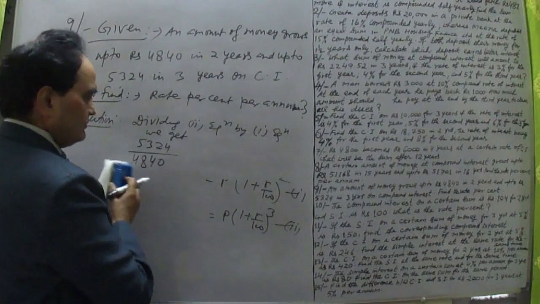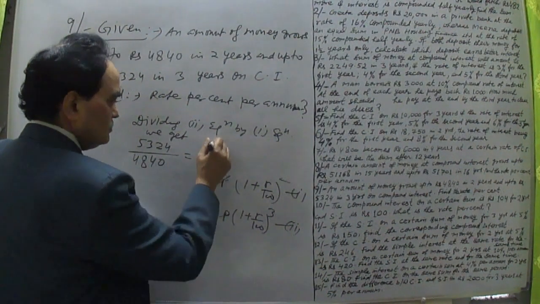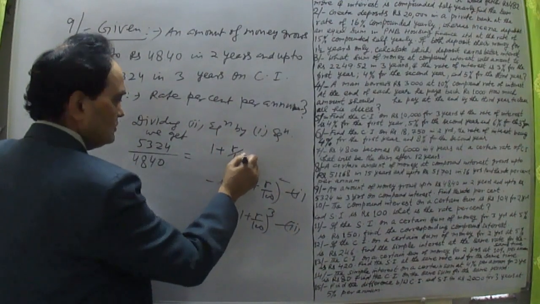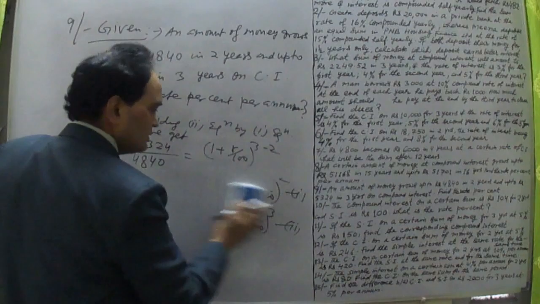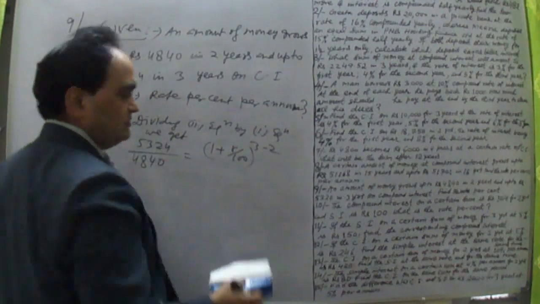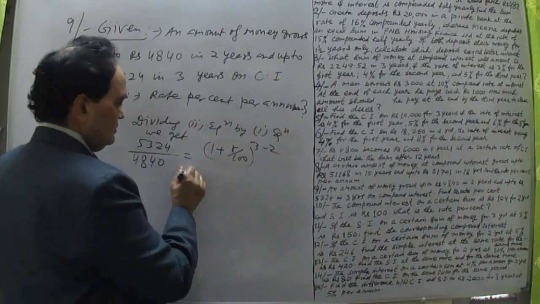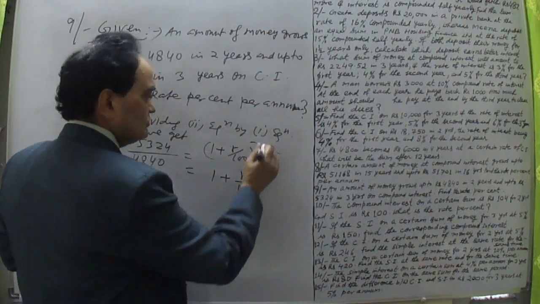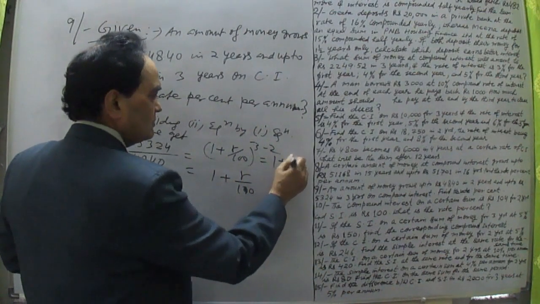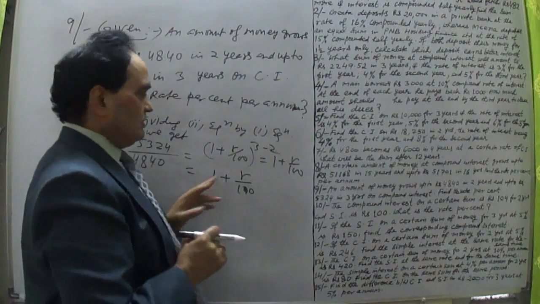Okay, so this is the left hand side. P, P cancelled out. It will be only 1 plus r upon 100 whole power 3 minus 2. Why? Because the power in the denominator will come in the numerator, will be subtracted. Because 3 minus 2 means 1 only. It is giving us 1 plus r upon 100 only, because 1 power means the same value.